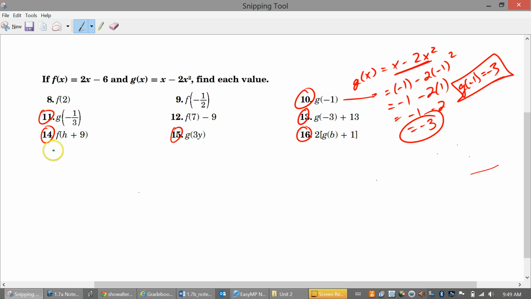So we're going to turn around and do 11 for you guys. We're going to squeeze it up here. 11 says put -1/3 inside of G. Okay, -1/3 is the input. That goes in for x. So -1/3 minus 2 times -1/3 squared. Okay, that's how we put it in. We put it in spots where there are x's. -1/3, nothing gets done to that right now. And then here we do -1/3 squared, which is going to be 1/9.